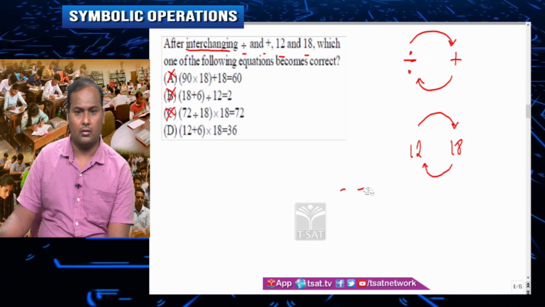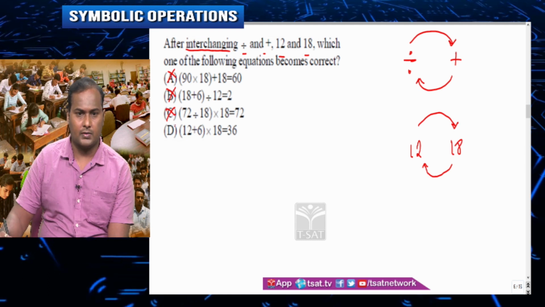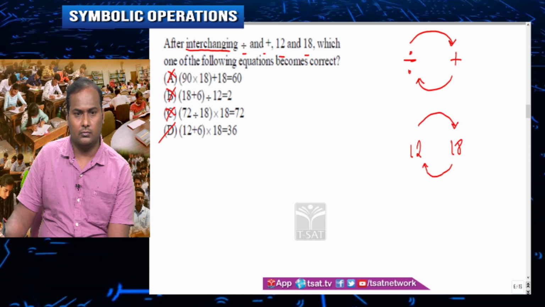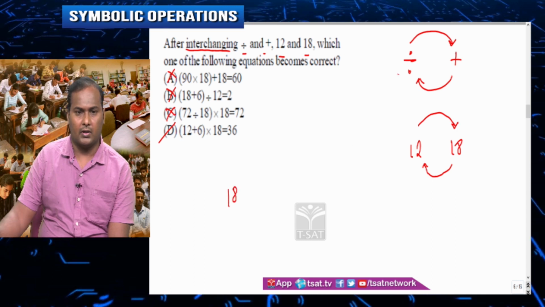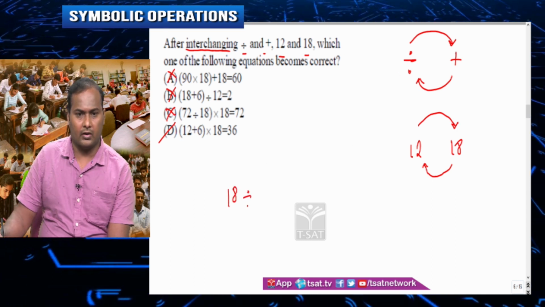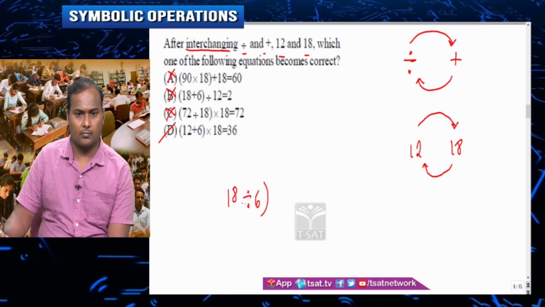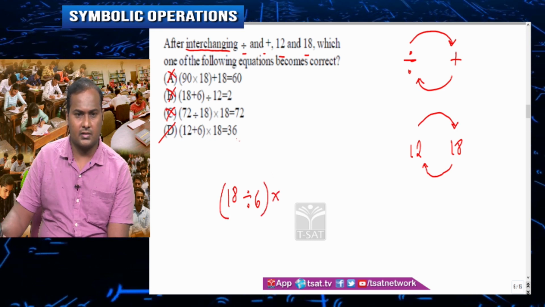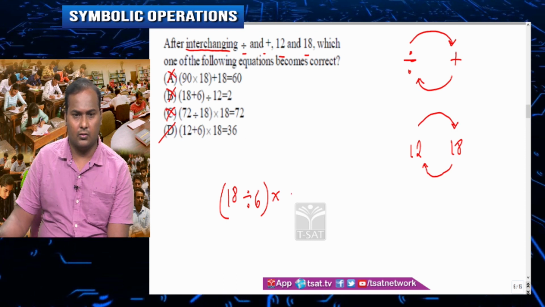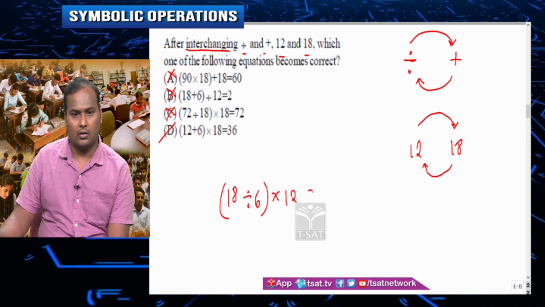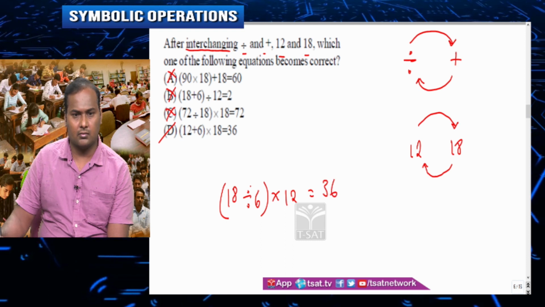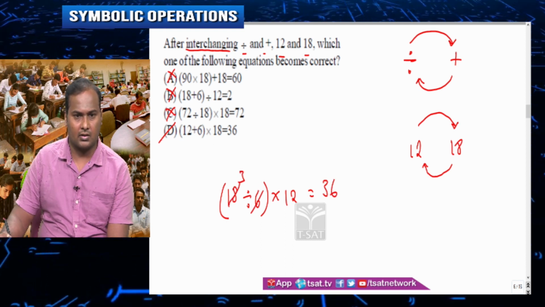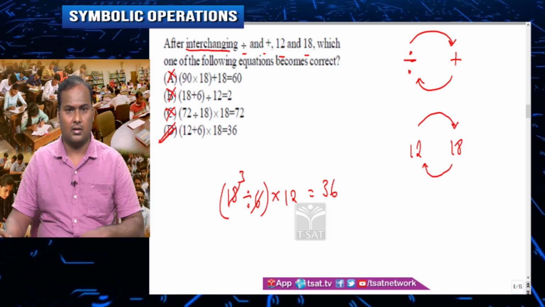Now finally your answer will obviously be option D, but let's check it out. In place of 12 you put 18, in place of plus you put divided by 6, then multiplication as it is, and in place of 18 you put 12. Now we check, is it equal to 36? Yes, 3 times 12 is 36. So option D is the answer.